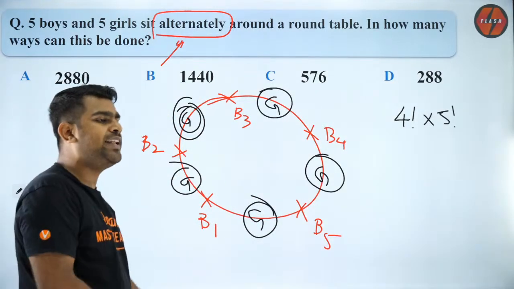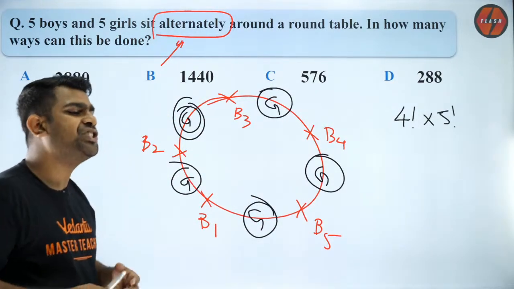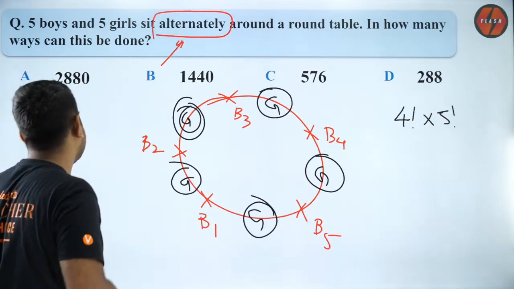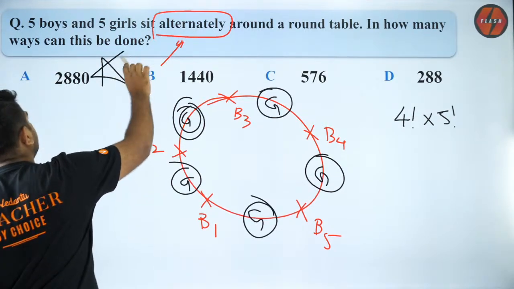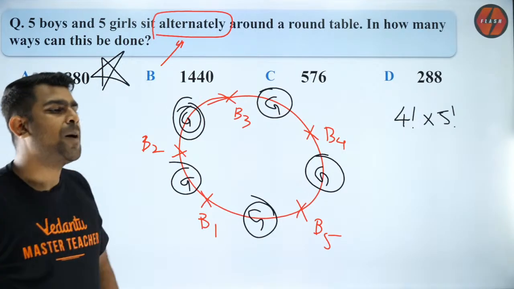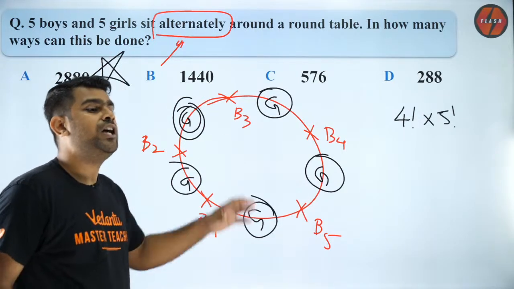Very good Kirito, very good Shravani, Jumana, Sri Charan. You guys are all absolutely right. You all get a star. It is option A which is the right answer.